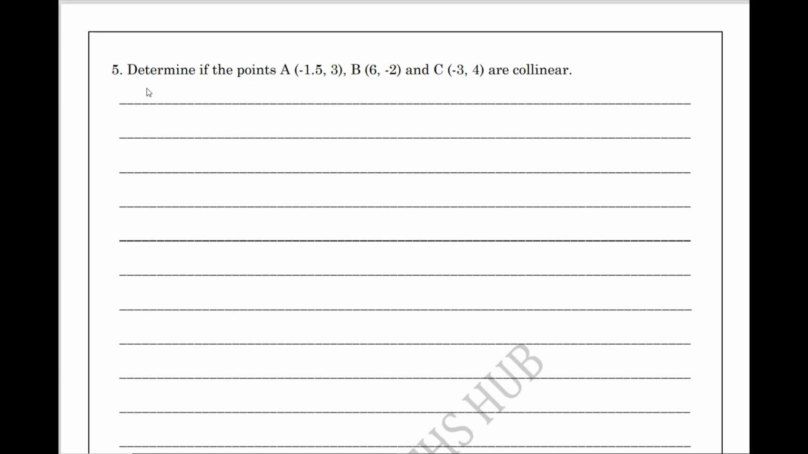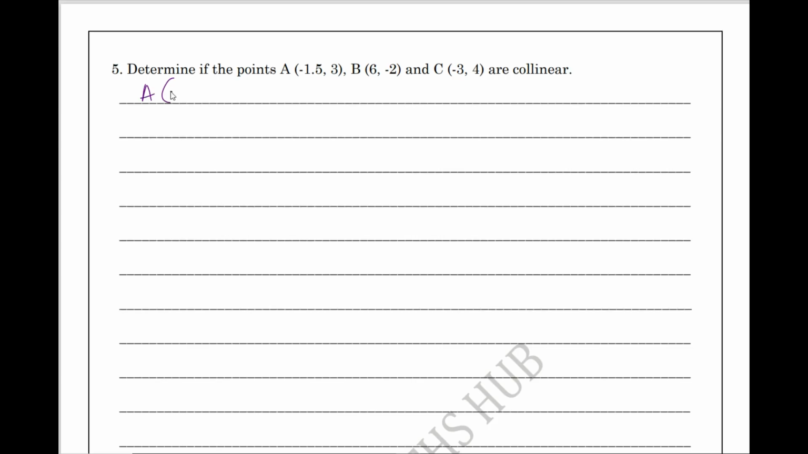Now what will I do? I'll list down the points. A of minus 1.5 comma 3, I'll name it as x1, y1. Next B of 6 comma minus 2, I'll name it as x2, y2. And C of minus 3 comma 4, name it as x3, y3.